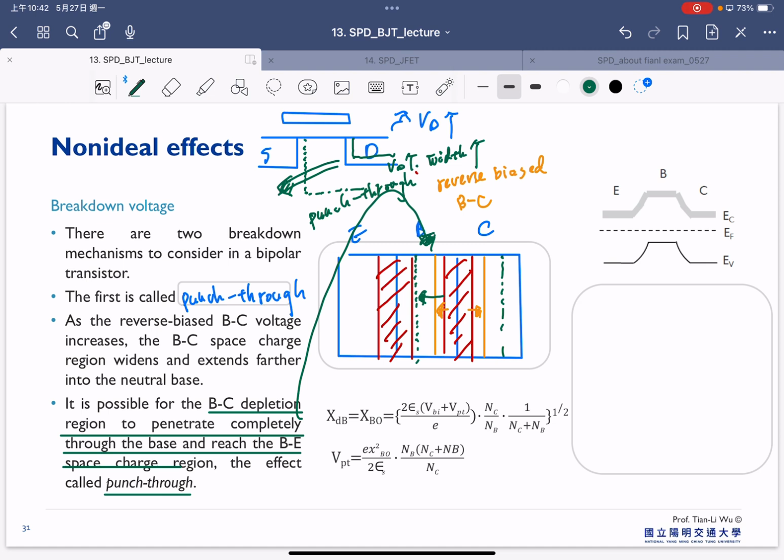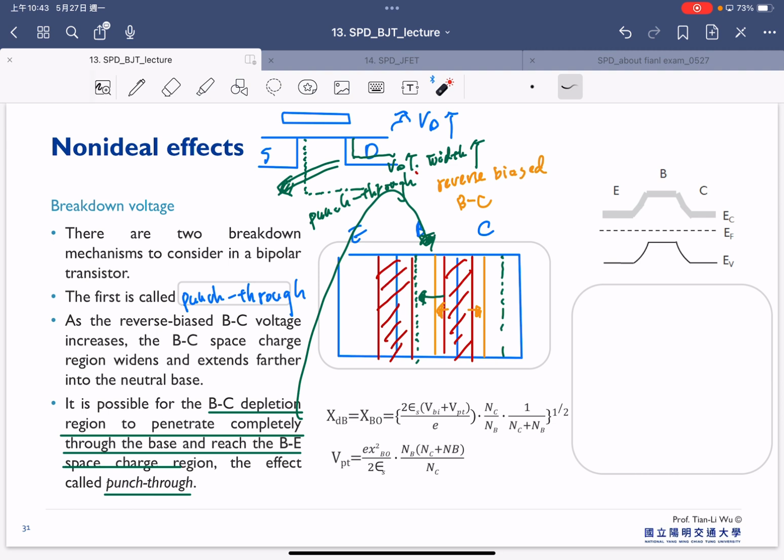So the punch through effect for sure will lead to breakdown or very high current, because right now your electrons in here can start to flow and reach the drain side, and also here the electrons in the emitter can start to flow and reach the collector side, without experiencing any traveling inside the base region here.